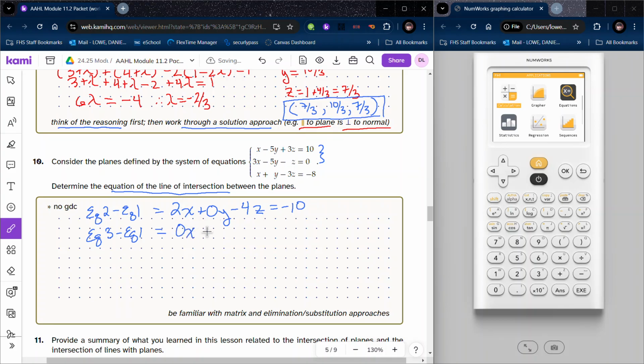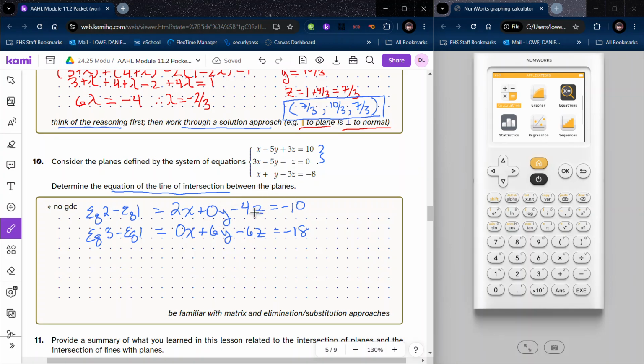y minus negative 5y, that's going to be positive 6y. Negative 3z minus 3z, that's going to be minus 6z. Negative 8 minus 10, that's going to be negative 18. So you might say, well, that's really not gotten me too far.